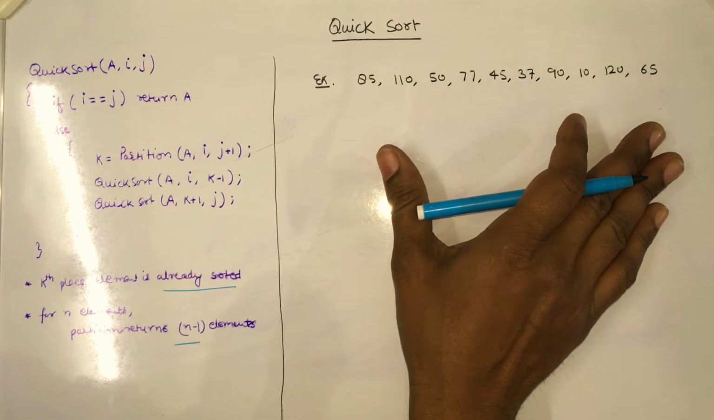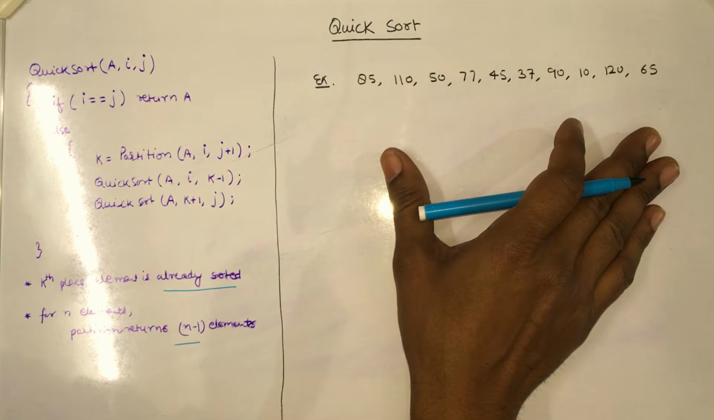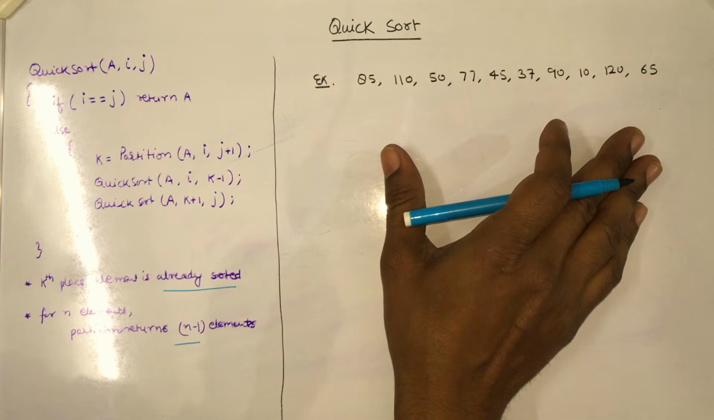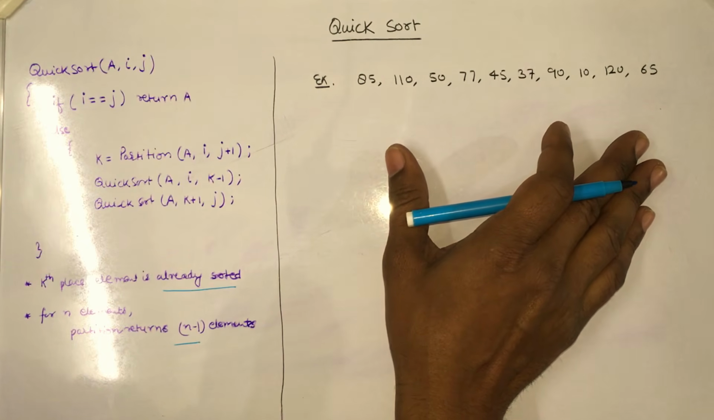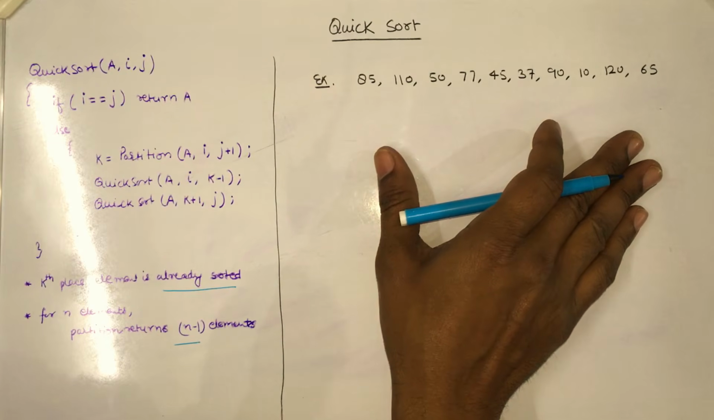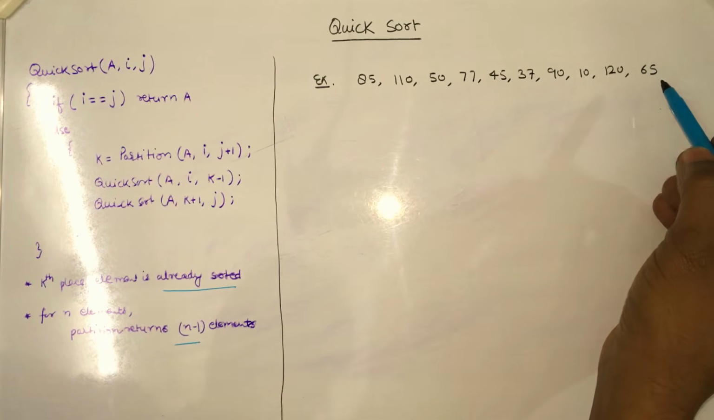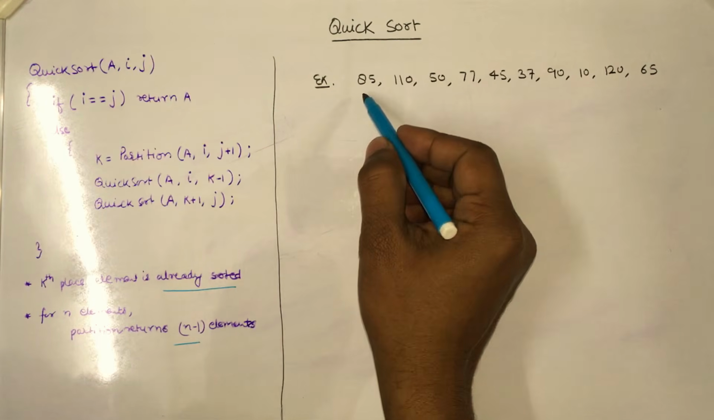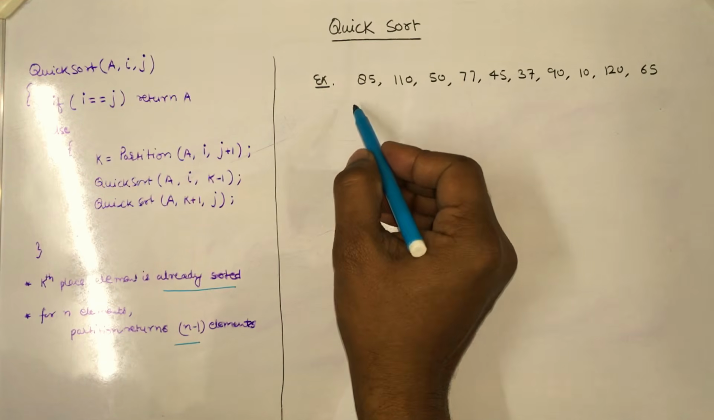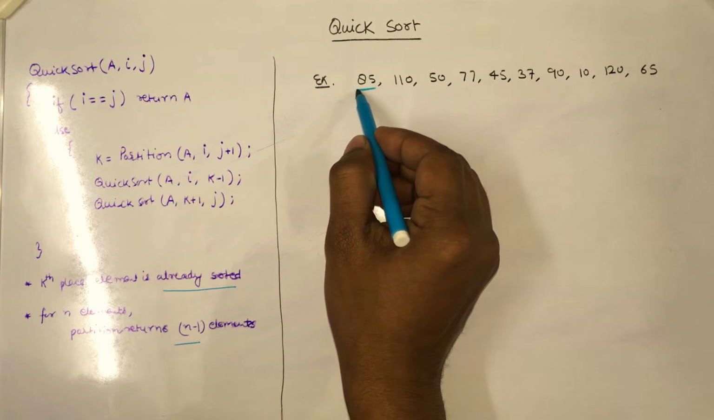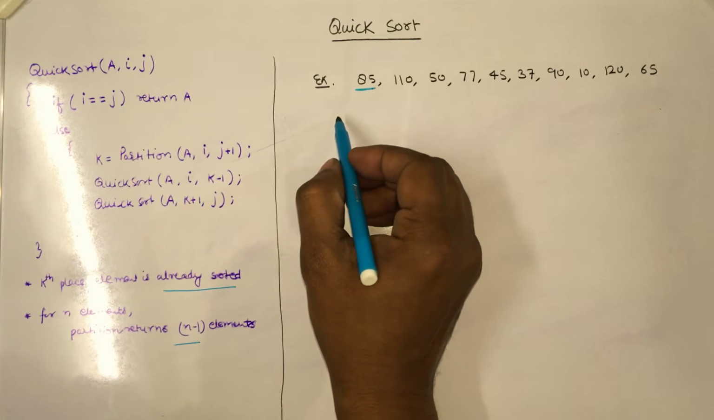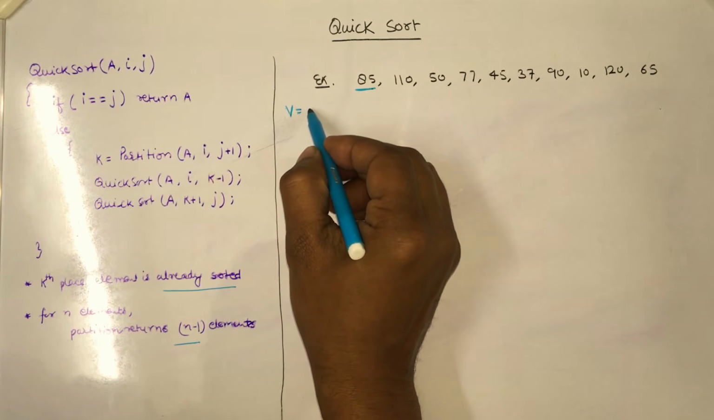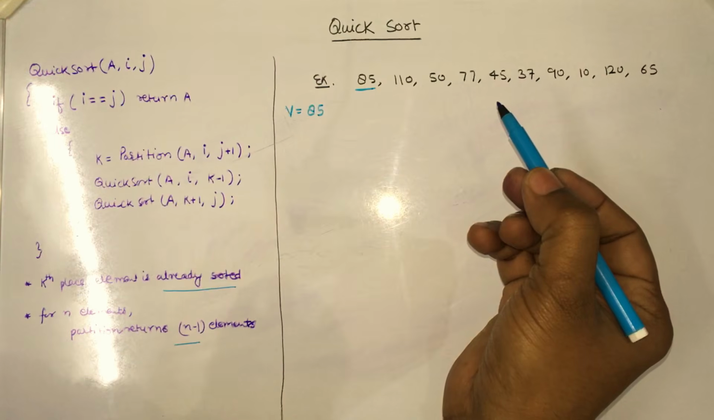Suppose we want to sort this array, and in quicksort we require a pivot element by which we will partition our subarray. You can consider any pivot element. In some of the books they consider the last element as a pivot element. You can also consider any middle element or any other element. In this example, let's take the first element as the pivot element. So I will say that the pivot element name is v, and the value of the pivot element is 85.